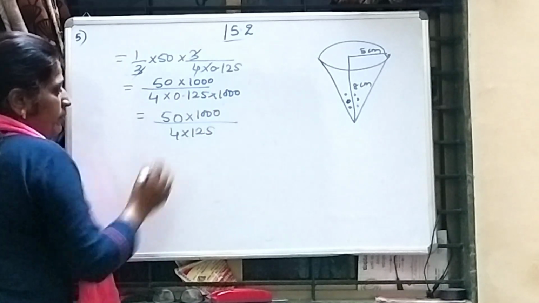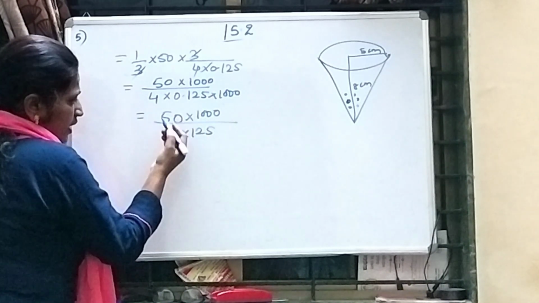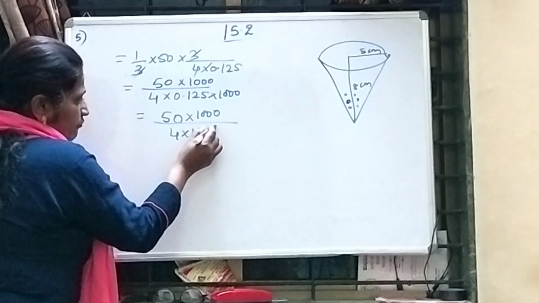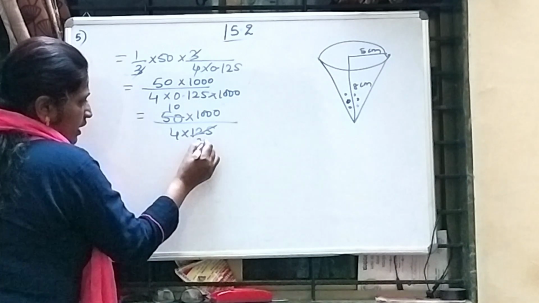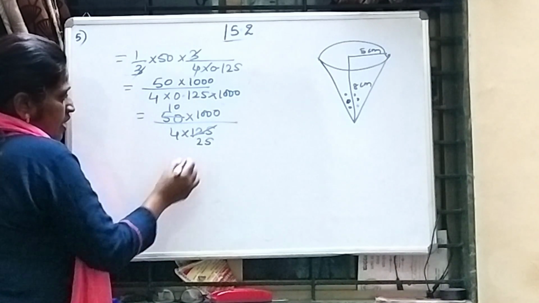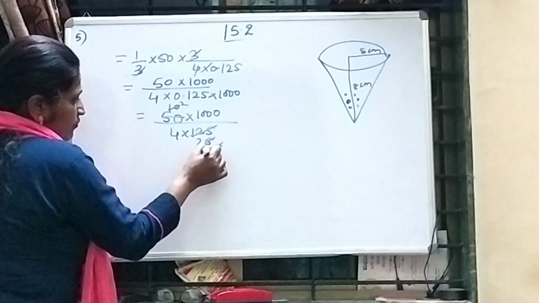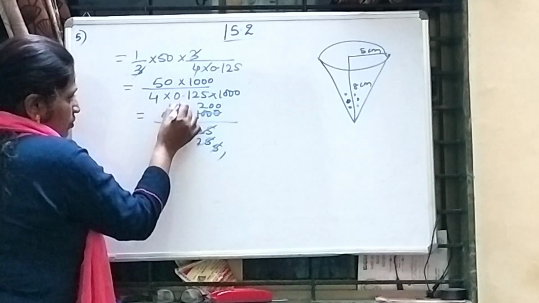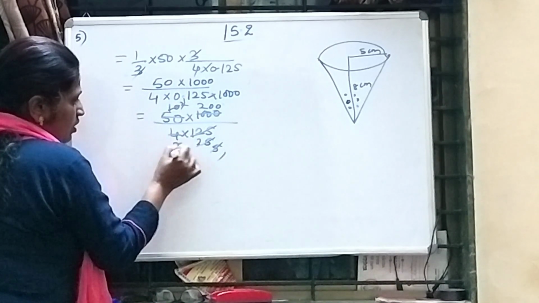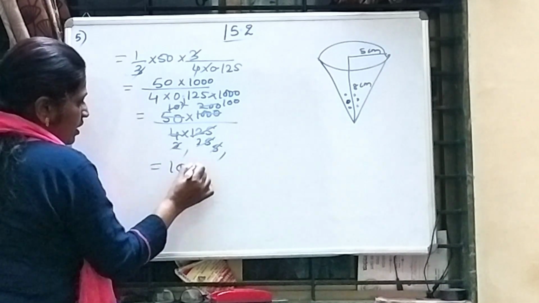Now you can cancel by 5 or directly by 4, whatever you want. 5 ones are 5, 5 twos are 10, 5 fives are 25, and so on down to 0, 0. Now 2 ones are 2, 2 twos are 4, so it becomes 100 lead shots.